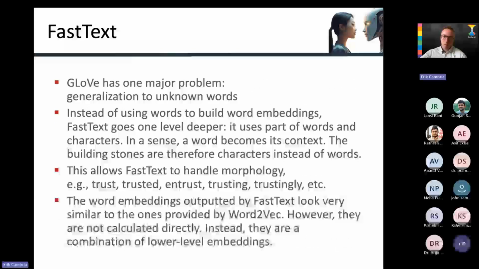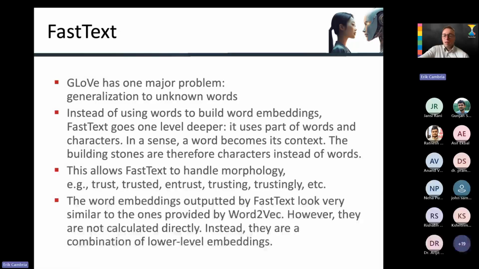data sets. FastText by Facebook was also very interesting, because in the previous embeddings, words like trust, trusted, and trusting would have completely different word embeddings. Why? Because of how the pre-training was done, depending on where and how these words would appear in the training data set.